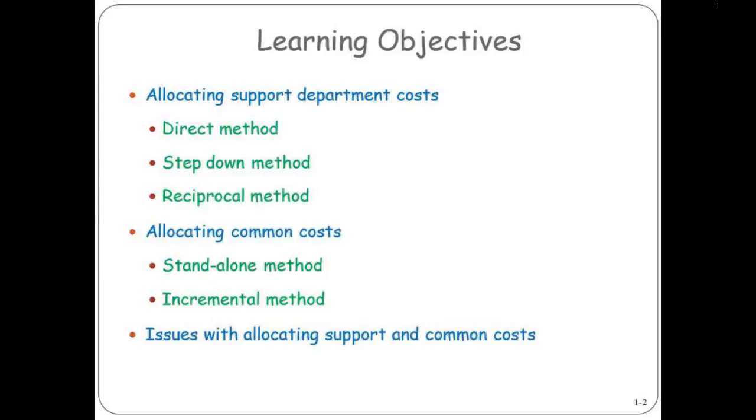There are three ways. This is a methodologies kind of chapter where there's lots of math, for those of you who like math. So there are three methods that we'll go through for allocating support department costs: the direct method, the step-down method, and the reciprocal method. And we'll talk about a couple of different ways of allocating common costs, standalone or incremental. And we'll finish up with some issues.